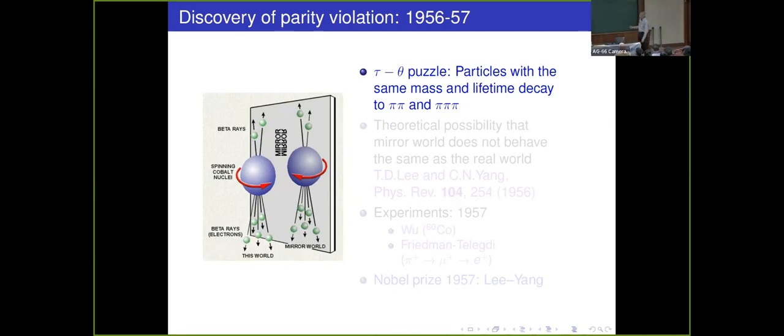As I mentioned earlier, there was this tau-theta puzzle, where 2 particles with the same mass and lifetime seemed to decay to 2 pions and 3 pions. A 2 pion final state has parity +1, a 3 pion final state has parity -1. Since people believed that parity is conserved, it was thought that these 2 particles are different. The puzzle stayed for some time till people accepted that this was the same particle that decayed to both the 2 pion and 3 pion final states. And as I mentioned before, that turned out to be the kaon.